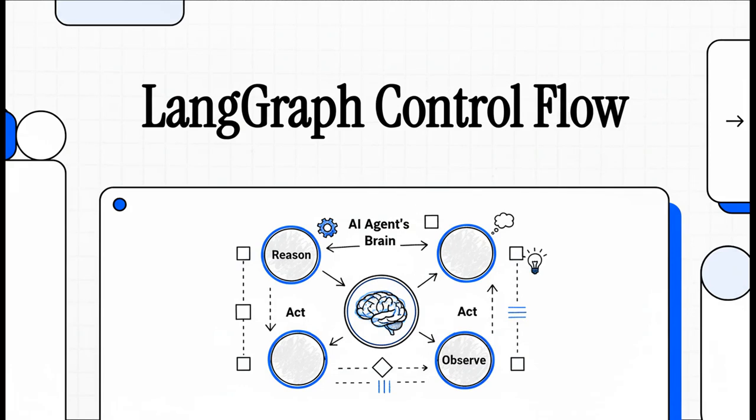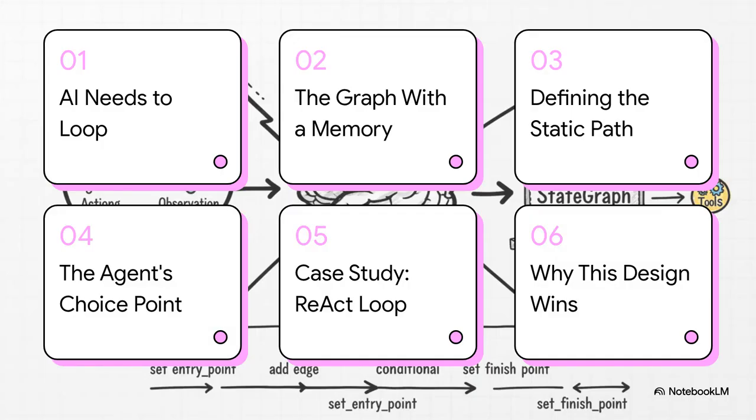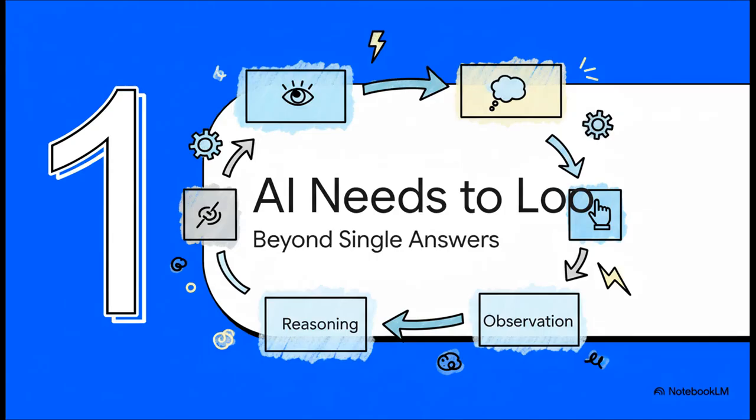Today, we are getting our hands dirty. We're going to build an AI agent's brain basically from scratch by really digging into the control flow of LangGraph. So, here's the game plan. We're going to start with the big why. Why do AIs even need to loop? Then we'll build up, block by block, until we have a fully functional agent that can think for itself. Okay, let's jump right in.